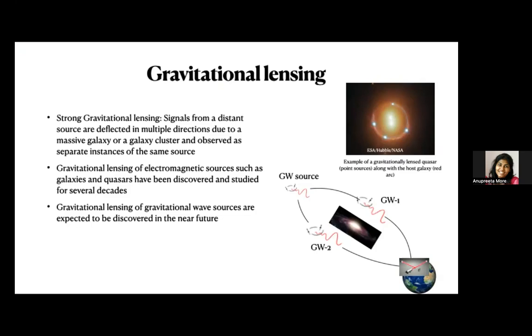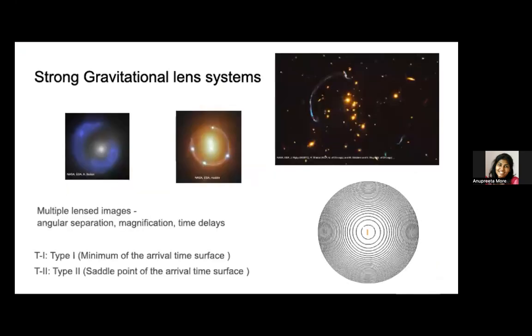So here, obviously, we're not going to see beautiful images like this, but we're going to only see one event. And then after some time, another event occurring. So here, I just wanted to show some beautiful electromagnetic images of strong gravitational lenses and just list a few important properties. So here are images of real gravitational lenses.